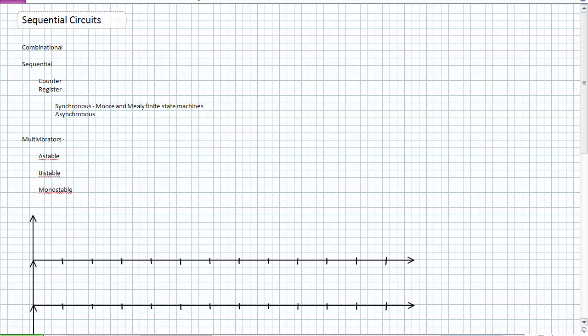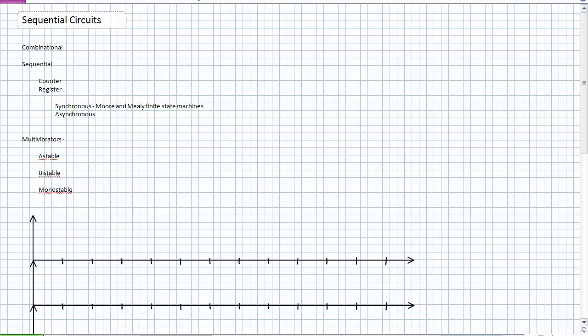There are two different kinds of sequential circuits, kind of based off of the inputs: synchronous versus asynchronous. Think of the word synchronous, synchronization, time. Basically, it means that inputs need to be synchronized. And how you synchronize it is with this thing called a clock, which we'll go into a little bit later.